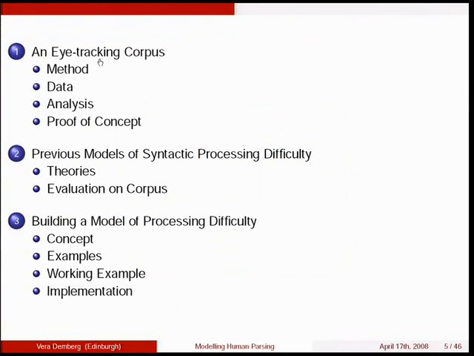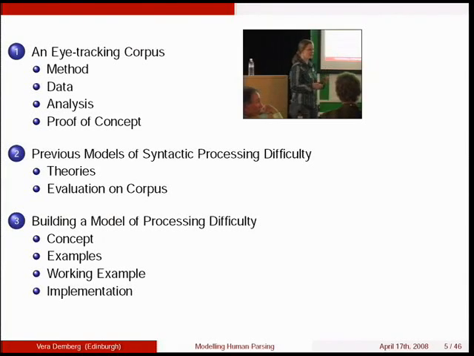So in my talk, I'm first going to talk about an eye-tracking corpus. And here the focus is on corpus, because that's not what people usually do. In psycholinguistics, people usually do well-defined experiments with a small set of sentences. But I'm going to use a corpus. I'm going to talk about that. Then secondly, I evaluated different models of processing difficulty on this corpus, on this data source. And thirdly, I will talk about my own sentence processing model, which I'm proposing.